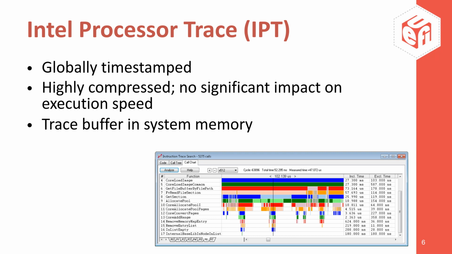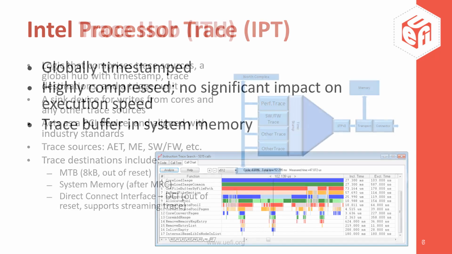With really no significant impact. It's very compressed, very fast. You don't have to take any hit on execution speed. The restriction really of Intel Processor Trace is that the buffer has to be in system memory, right? So you have to wait until after system memory is initialized. You can use some of the other trace capabilities I'll mention later prior to that, but IPT kind of kicks in after MRC is complete.